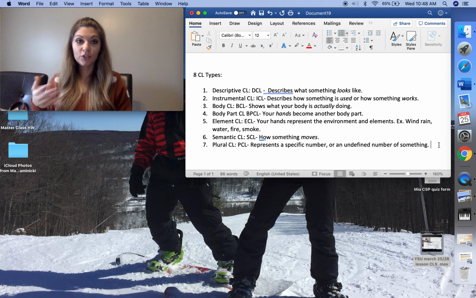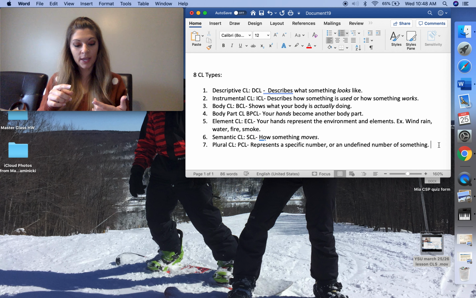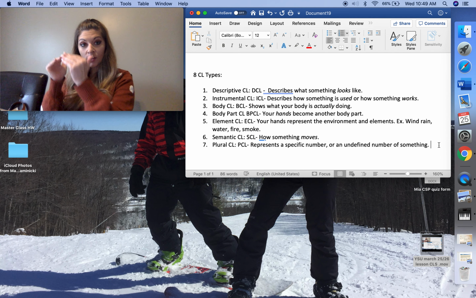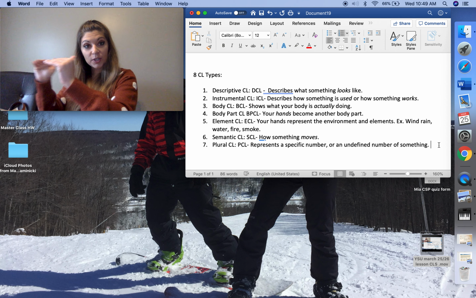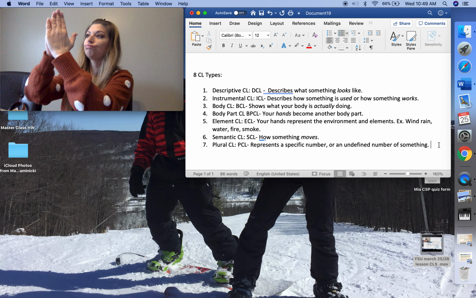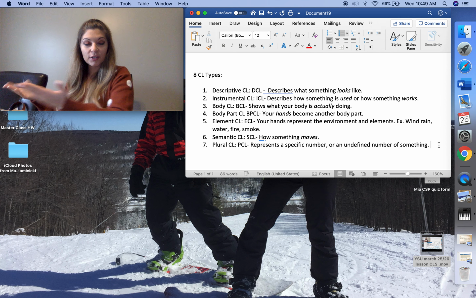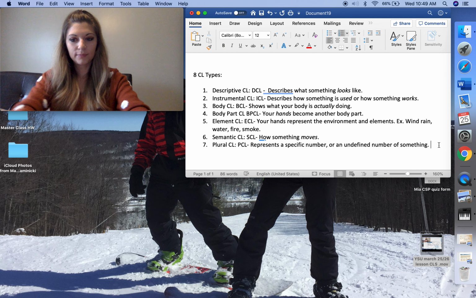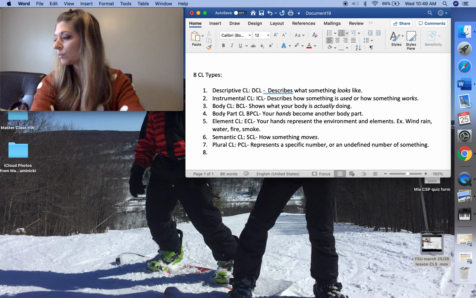Even a bookshelf, I can use both a specified number and an unspecified number at the same time. So I could say my bookshelf, and then I can sign that it has 3 shelves, and then the books are just rows and rows of books. So it's really cool that you can show both unspecified and specified numbers.